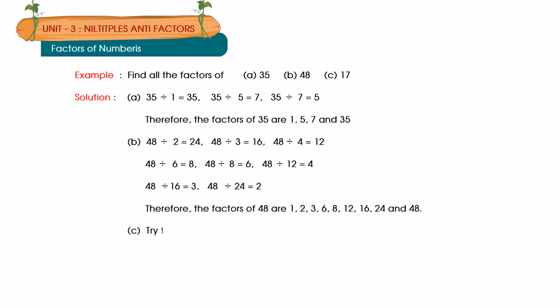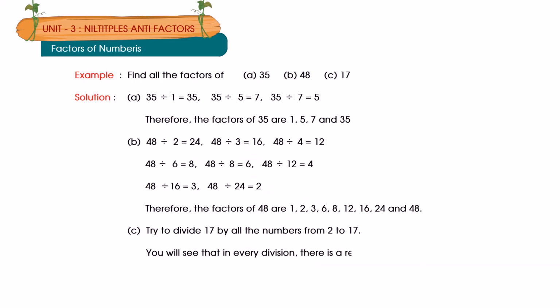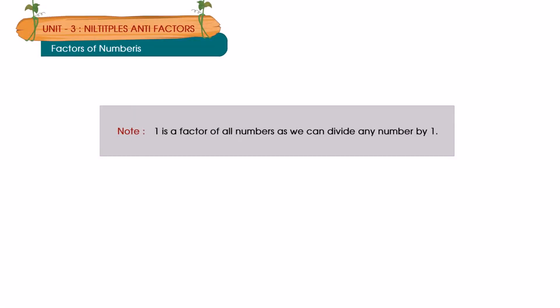C) Try to divide 17 by all the numbers from 2 to 17. You will see that in every division there is a remainder. It means that the factors of 17 are 1 and 17 only. Note: 1 is a factor of all numbers, as we can divide any number by 1.